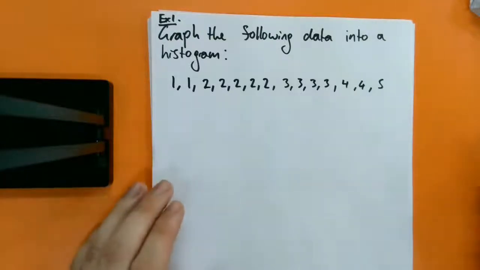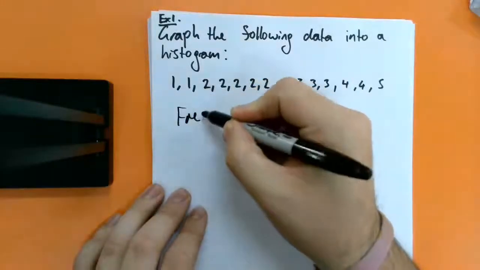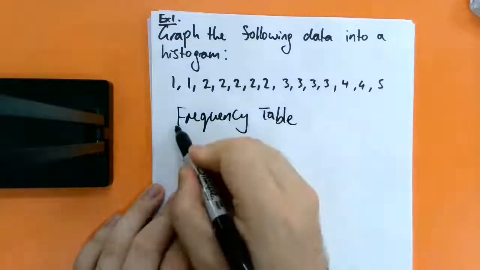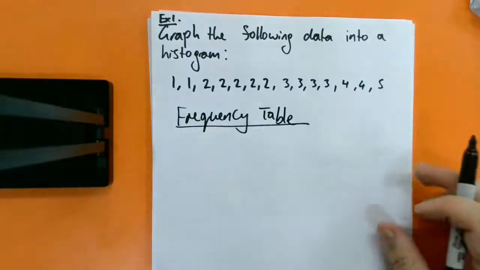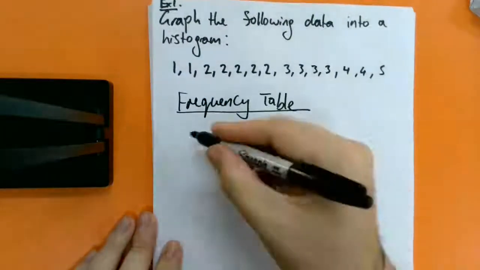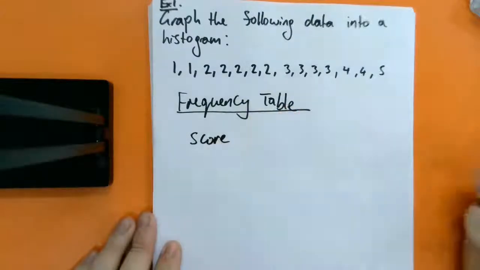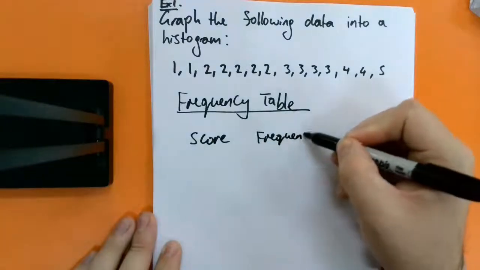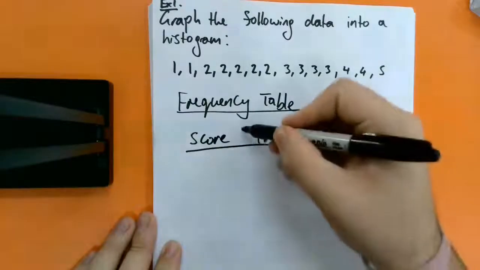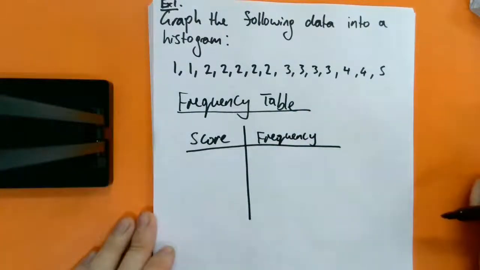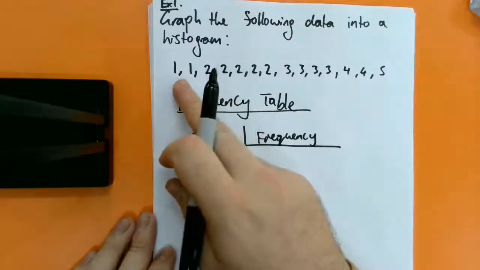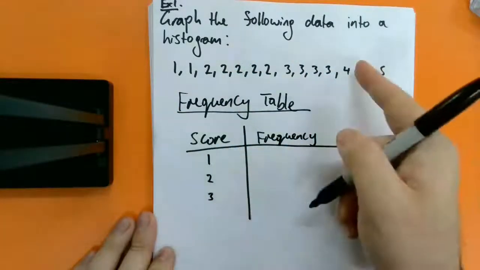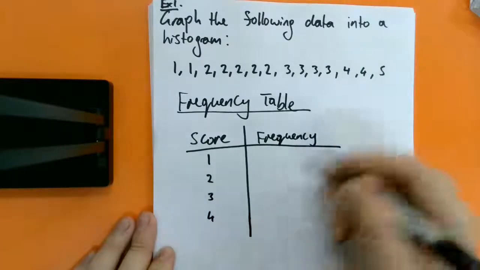Now, first things first, we're going to draw up what's known as a frequency table. And to draw up a frequency table, what we do is we have a table with 2 columns. One saying score, and the other saying frequency. Okay, so here's what we're going to do. For our score of 1, I'll write down 1, and then we have a score of 2, a score of 3, a score of 4, and a score of 5.